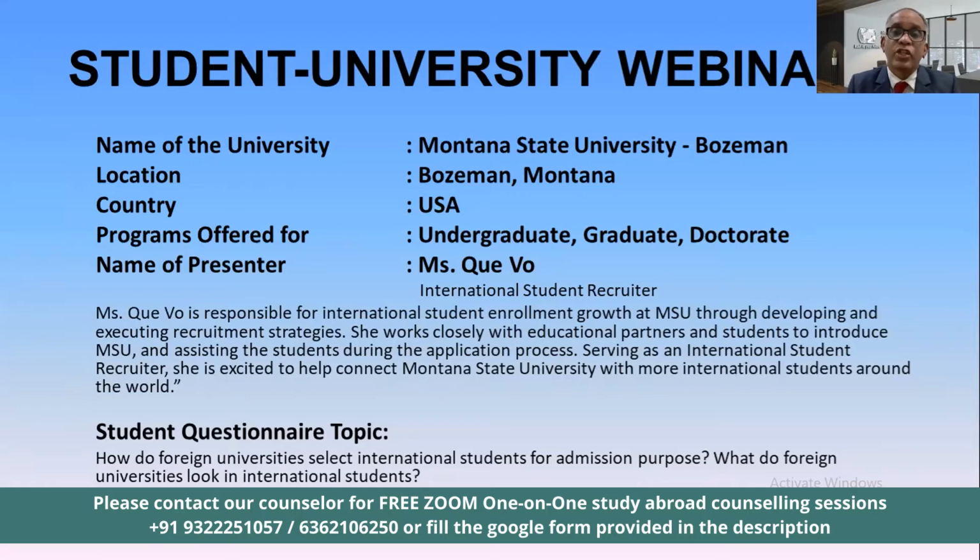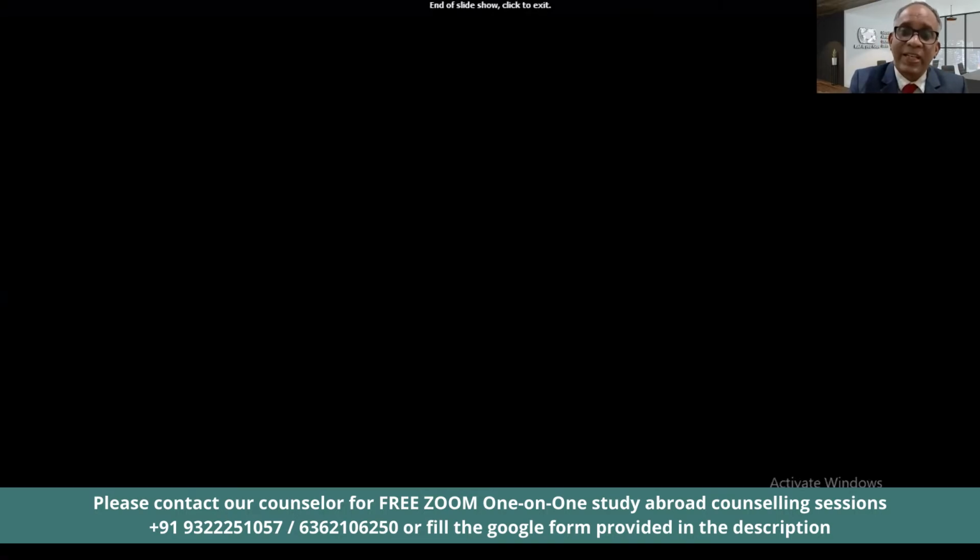And she is going to take a very important topic which can influence all of us, which is how do foreign universities select international students for admission purposes? What do foreign university admission officers look for in an international student application packet? So Q, the floor is yours. Please take it over.